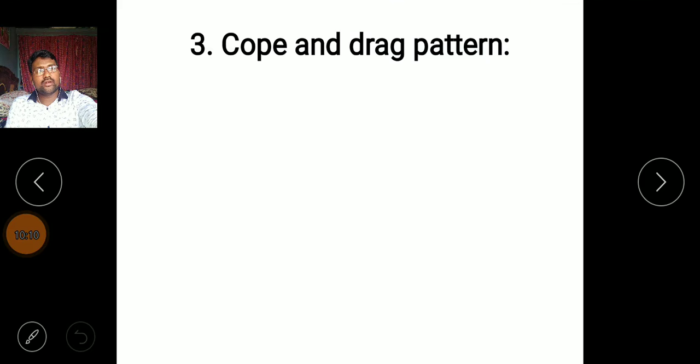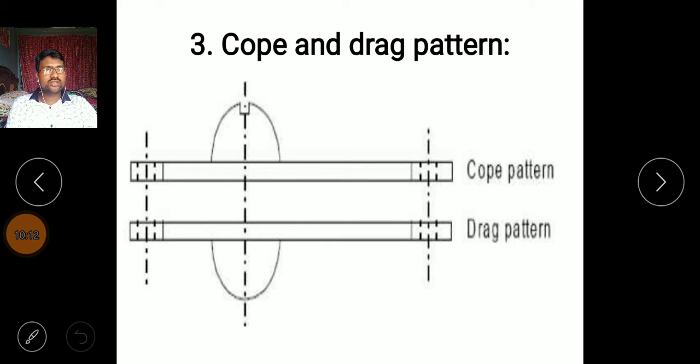Observe in the diagram, it consists of two parts like the split pattern, but the main difference between these two is that it consists of a board. We have to prepare the drag and cope flask separately. After removing the pattern, we will attach both flasks.